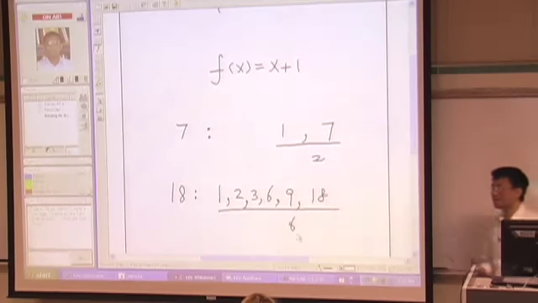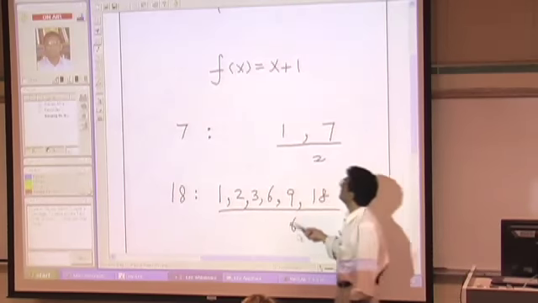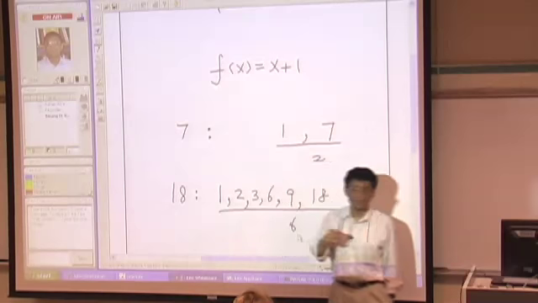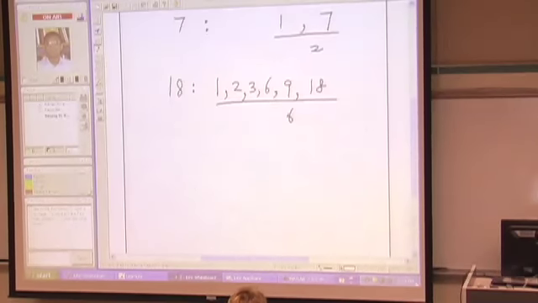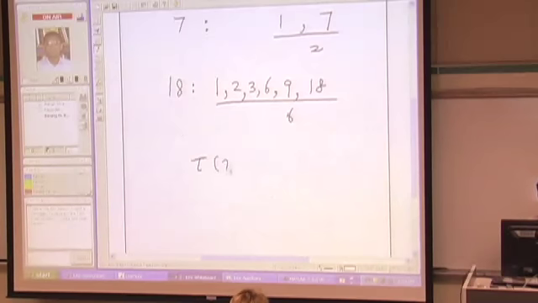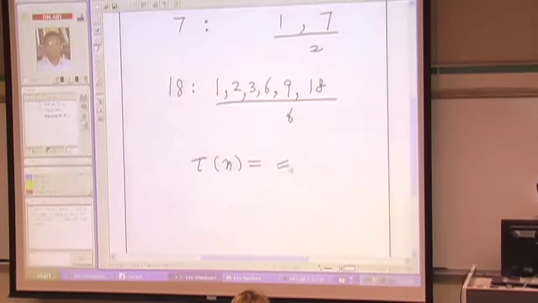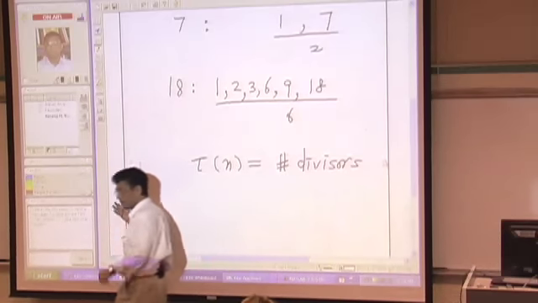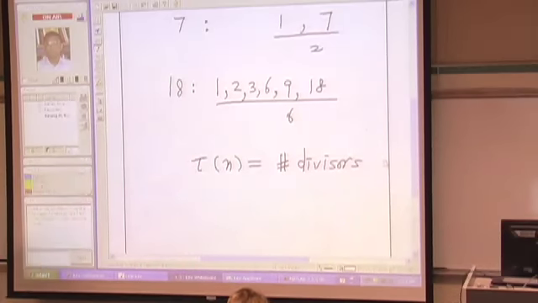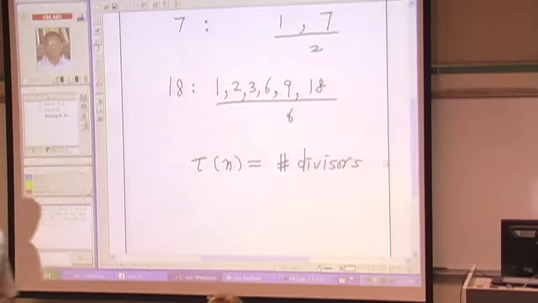So how many divisors can you find? 6, right? So we can make a function indicating this number. Let's call this the tau function. Tau function of n indicates the number of divisors, right? The number of divisors is called the tau function of n. So give me a number, then I can find the tau function of n. For instance, 5, then 1 and 5, that means 2. Pick any number.